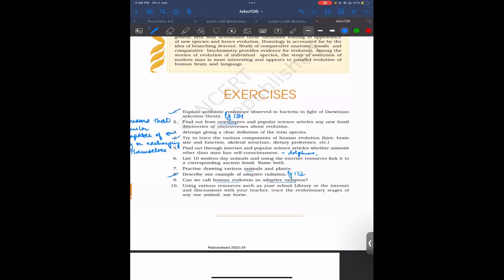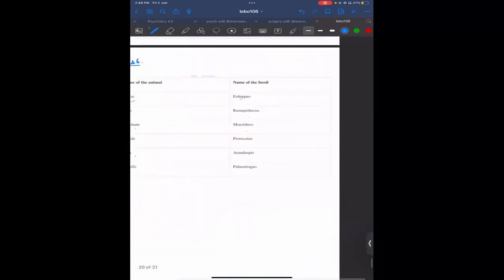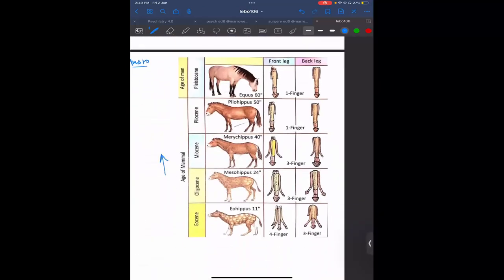And then evolutionary stages of horse. These are the evolutionary stages of horse. It was first Eocene, then Oligocene, then Miocene, then Pliocene, and then Pleistocene. First, they were four-fingered, and this is the front leg and the back leg. Initially, they used to be four-fingered and three-fingered, but now they develop up to one-fingered.